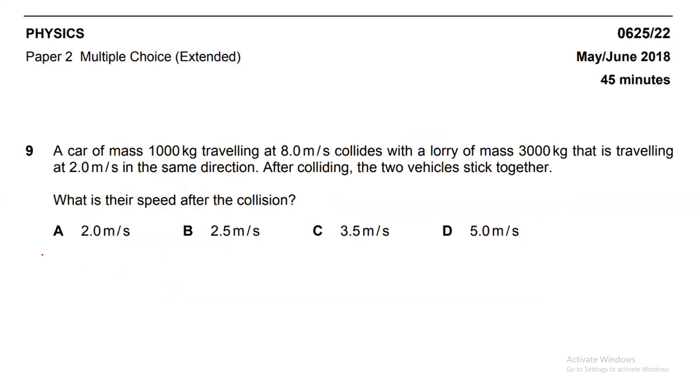Okay. May, June 2018 2-2 paper. Question number 9. A car of mass 1000 kg traveling at 8 meter per second collides with a lorry of mass 3000 kg that is traveling at 2 meter per second in the same direction. After colliding, the two vehicles stick together. What is their speed after the collision?